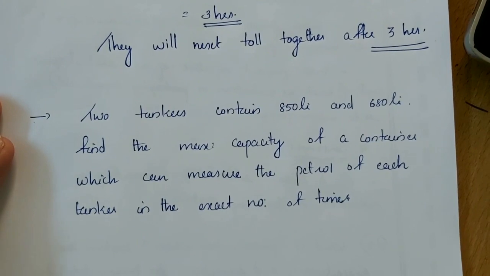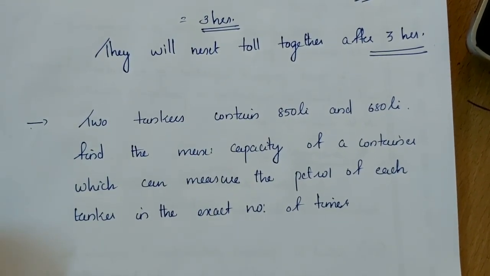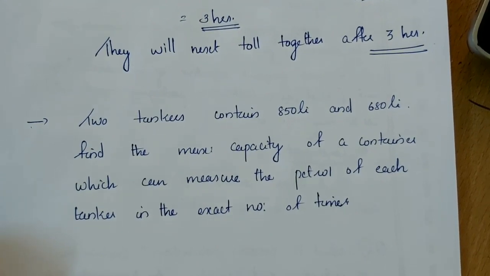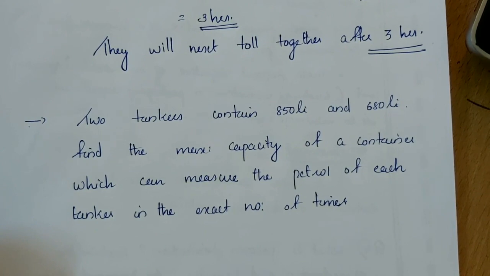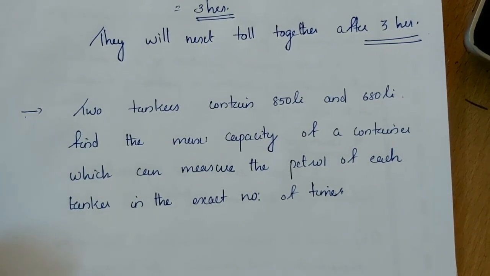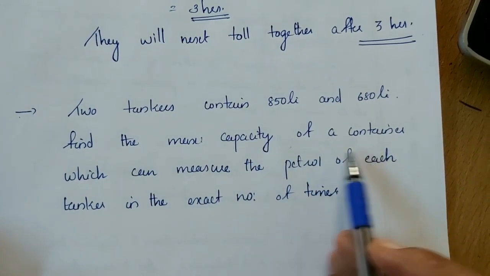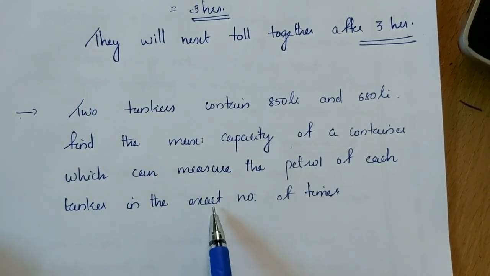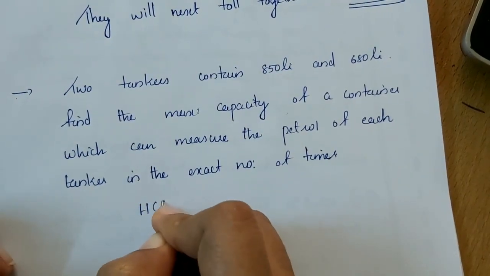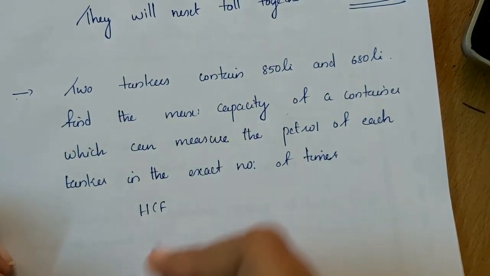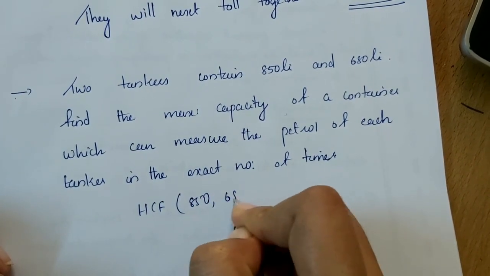Next question. Two tankers contain 850 liters and 680 liters. Find the maximum capacity of a container which can measure the petrol of each tanker in the exact number of times. Here we have to find out the HCF of 850 and 680.